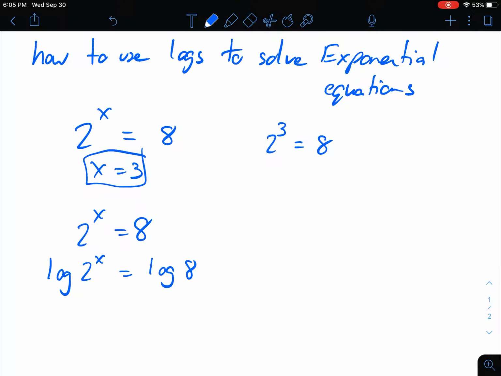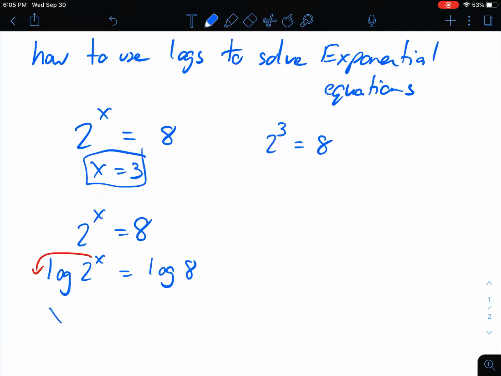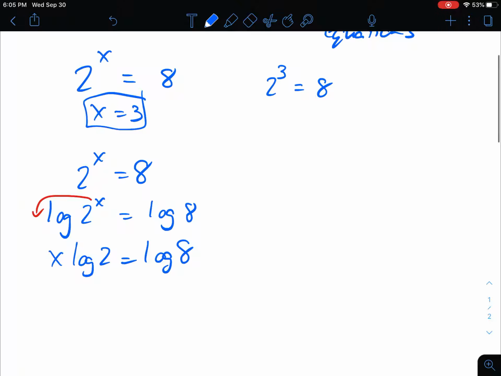Okay, now, the trick with logs is there's a cool little feature about them, and that's if you have an exponent, you can take the exponent and bring it down. So my next line would be x log 2 equals log 8. That's a perfectly valid operation. And log 2 and log 8, those are just numbers. You can actually get those in your calculator. You just type in log 2 and log 8 and you'll get those.